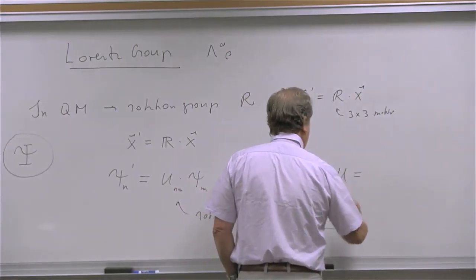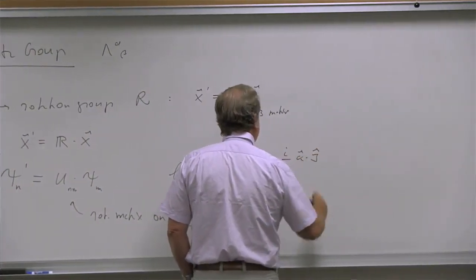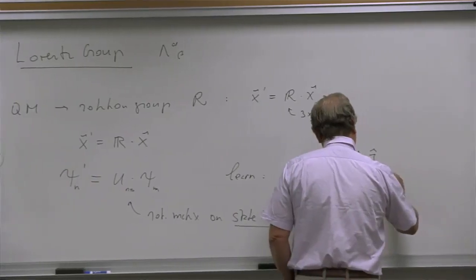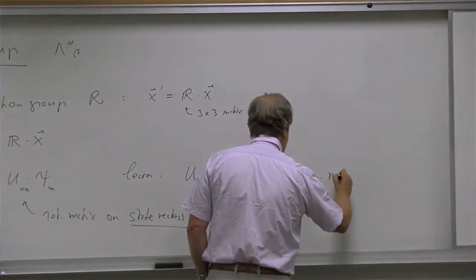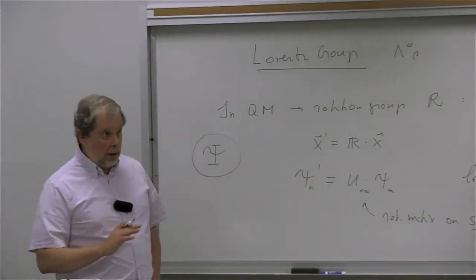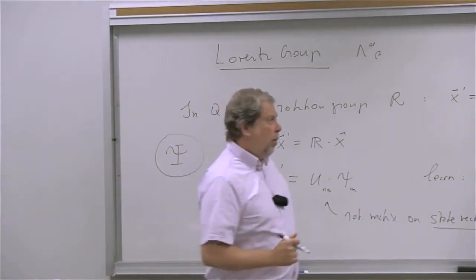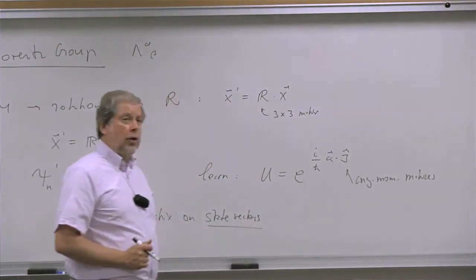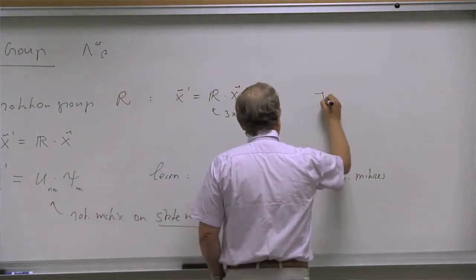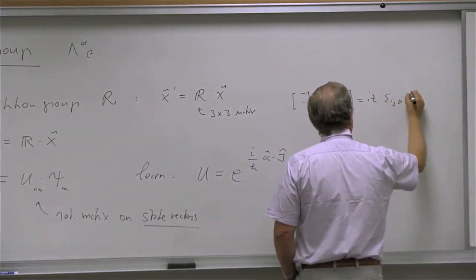That U is equal to e to the i over h bar of alpha dot J. We learned that the rotation is done through the angular momentum matrices, that rotations and angular momenta are closely tied together. We also learned that the angular momentum has to satisfy a certain algebra, which is the algebra of the angular momentum itself, which says that [J_i, J_j] is equal to i h bar epsilon_ijk J_k.